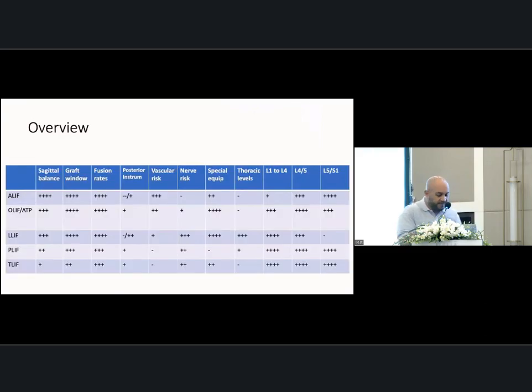And this is just an overview of everything we've spoken about. So what we've done is we've broken this down into which one's good for sagittal balance. You can see ALIF is the best, probably followed by lateral or OLIF. Graft window is similar for all three. But for example, a PLIF is really good for L1 to L4 levels, and in fact, you can do all levels for this, whereas for an XLIF, you can't do an L5S1. Okay, so there's lots of factors there.